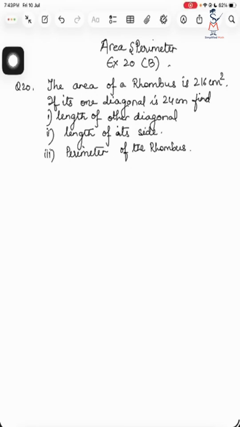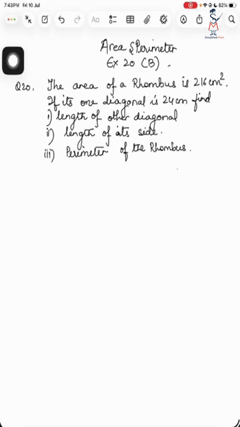Hi, we are doing area and perimeter exercise 20B, question number 20. The area of the rhombus is 216 centimeter square. One of the diagonals is 24 centimeter. Find the length of the other diagonal, the length of its side and the perimeter.